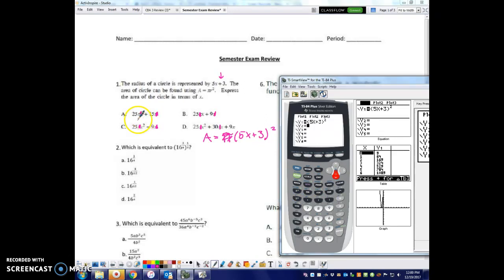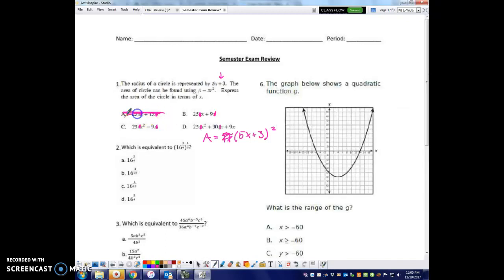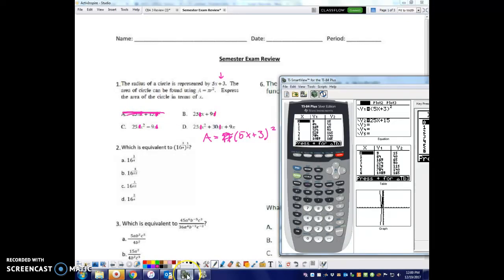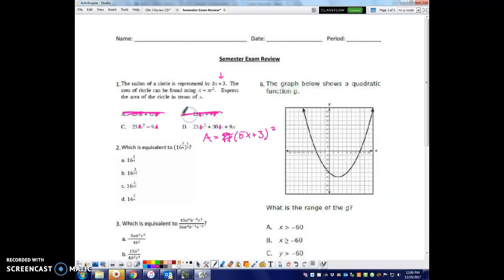And in y2, we're going to go through our answer choices. So 25x plus 15. Go to your table. Do they match? No, they don't. So it's not that one. Okay? So now we do B. 25x plus 9. So in y2, 25x plus 9. Go to your table. Are they the same? Nope, so that's not it.